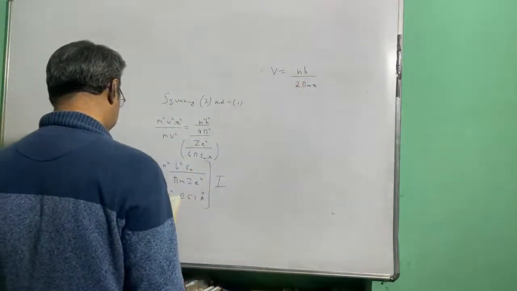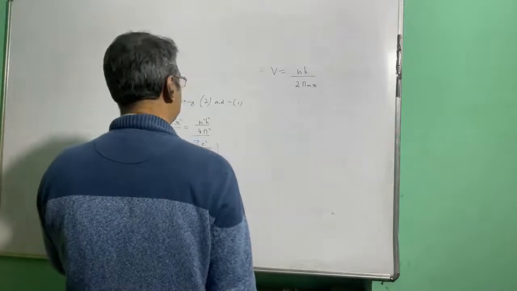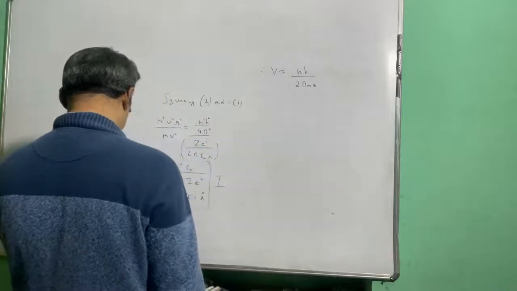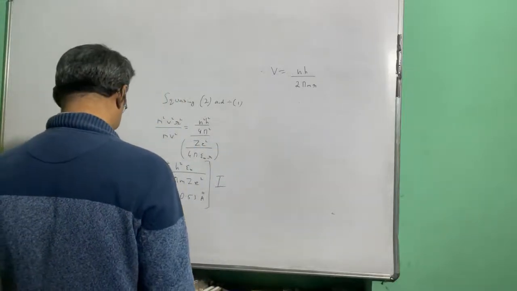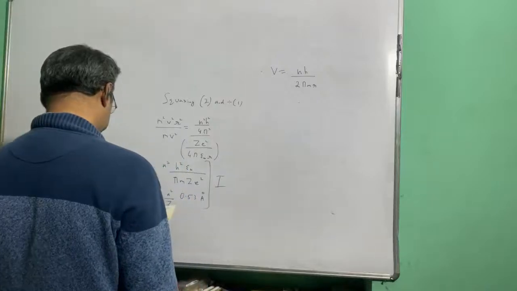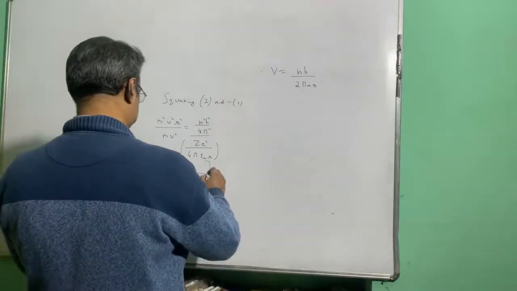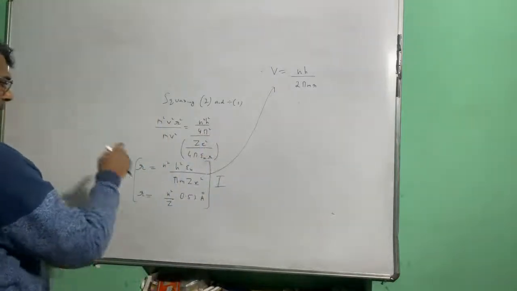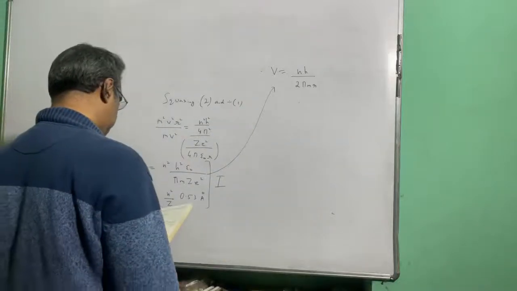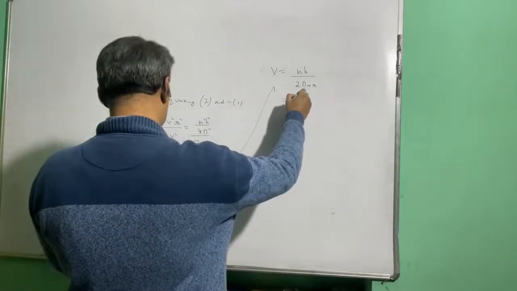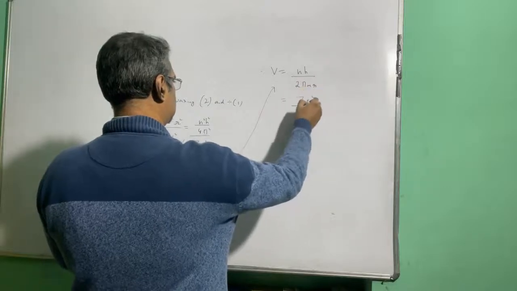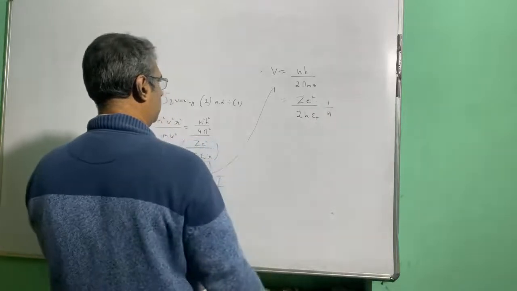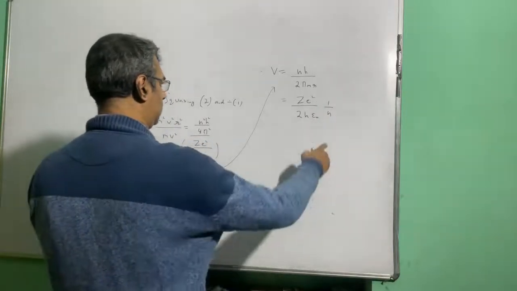So velocity is nh by 2 pi mr. Okay, mvr is nh by 2 pi, so velocity is nh by 2 pi mr. If we put this value of r, then the velocity will come z e square by 2h epsilon naught into 1 by n.